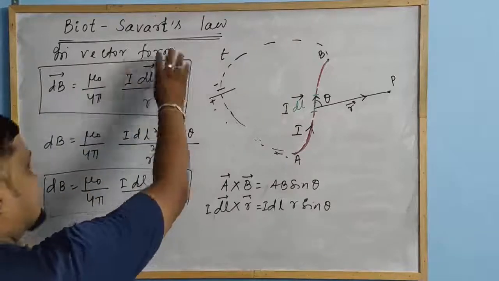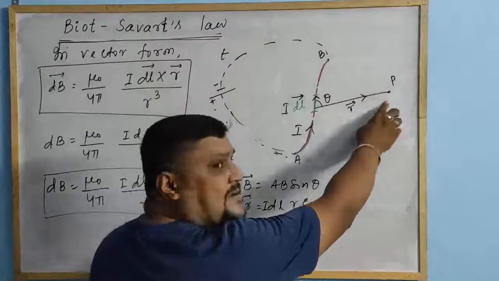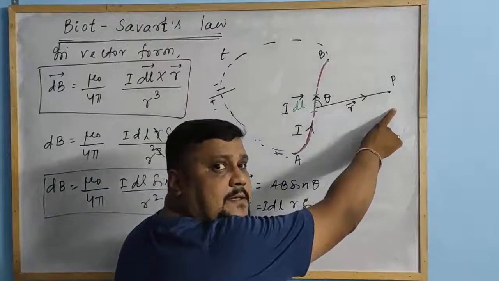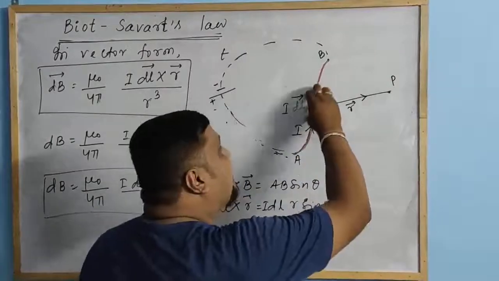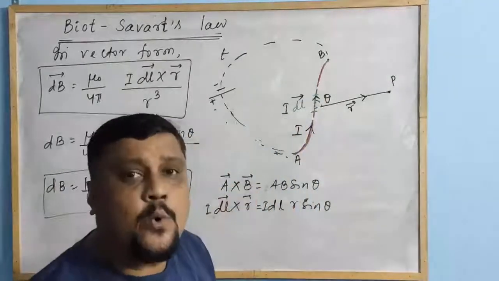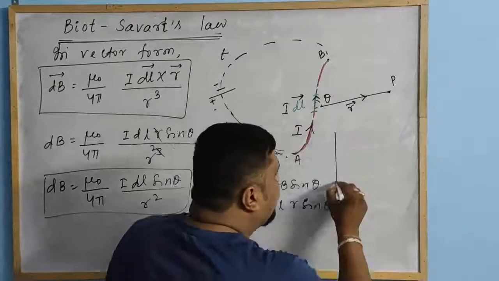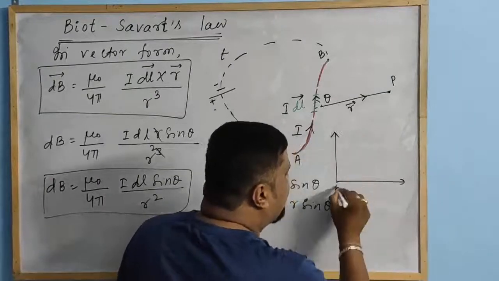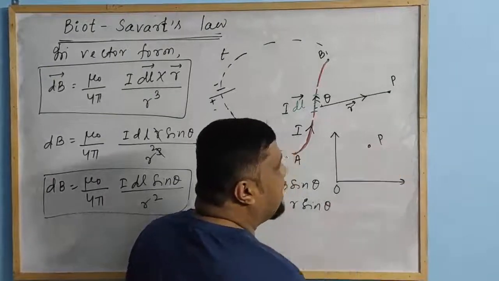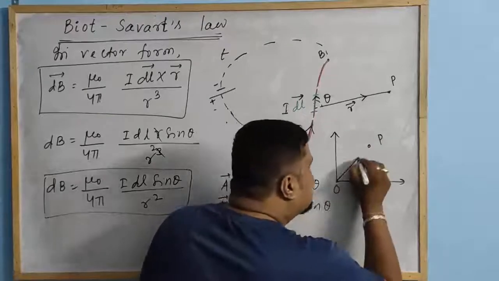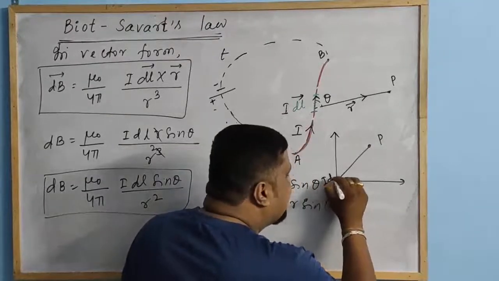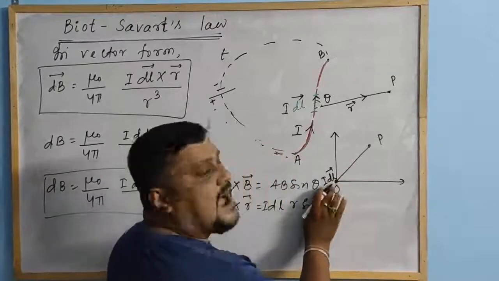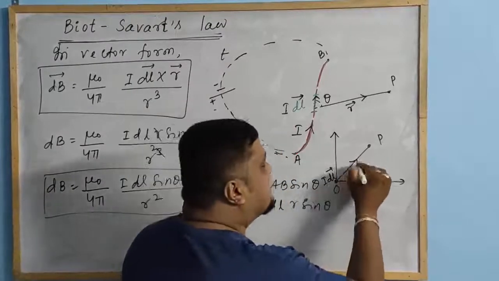Then r is the position vector of the point P with respect to the current element, and you consider the current element as your origin. If you recall the position vector, if this is my origin and this is the point P, the position vector is from the origin to the point P. In this case, this point is your I dl, a very small element, and this is your r.